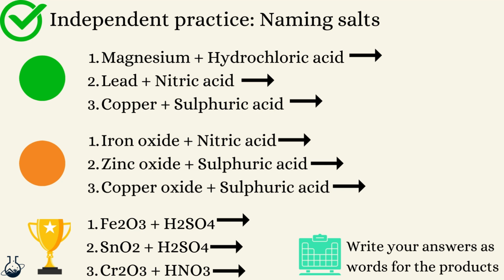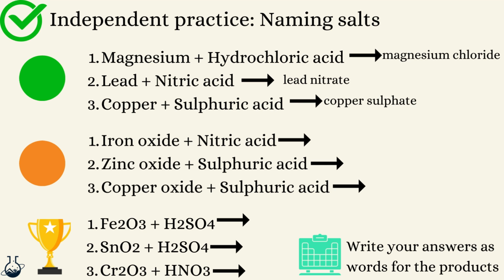Let's go through the answers. So green is introducing just metals alone with acids. Magnesium and hydrochloric acid forms magnesium chloride. Lead and nitric acid forms lead nitrate. Copper and sulfuric acid forms copper sulfate.